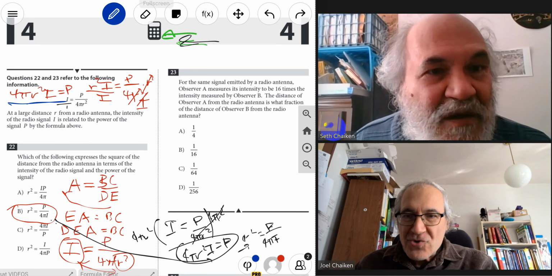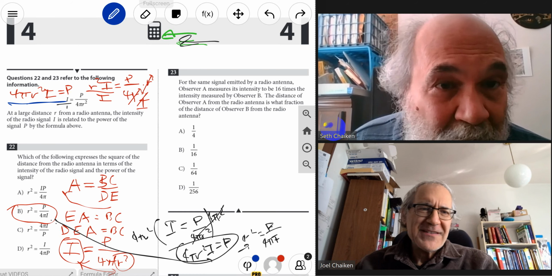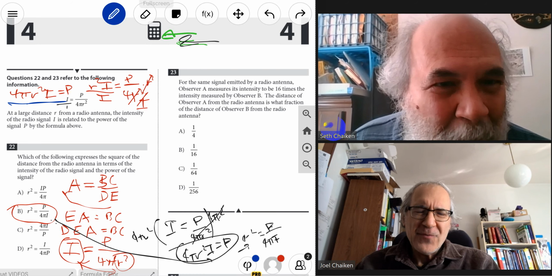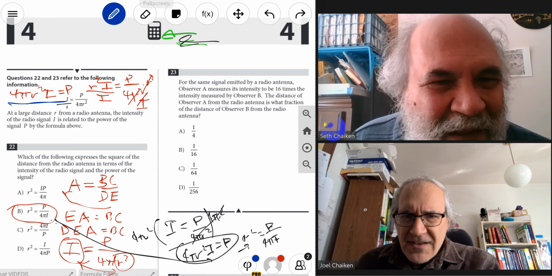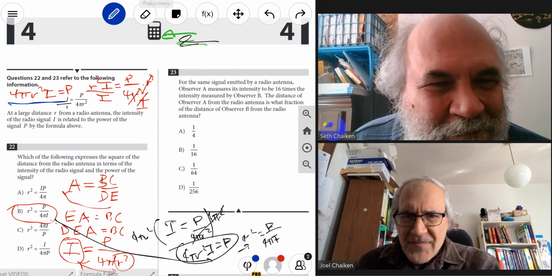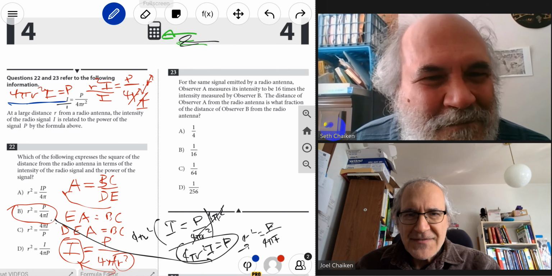But this question you should be able to do after practicing. You should be able to do a question like that in maybe 12 to 14 seconds, something like that. Okay. For the same signal emitted by a radio antenna, observer A measures an intensity 16 times the intensity measured by B. The distance of observer A from the radio station is what fraction of the distance of observer B from the radio station?